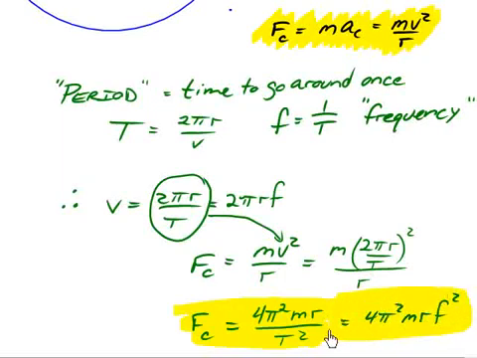I wouldn't necessarily memorize all of these. What I would suggest memorizing is that the centripetal force is mv squared over r, and that the period is 2 pi r over v. And if you ever need this equation down here, well, you can always rederive it.